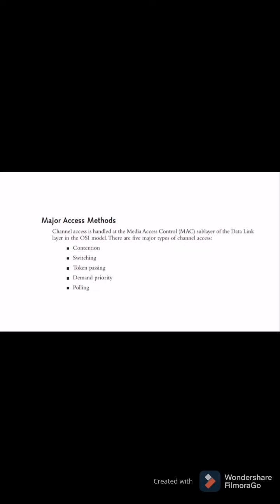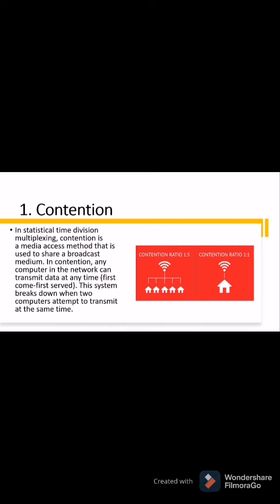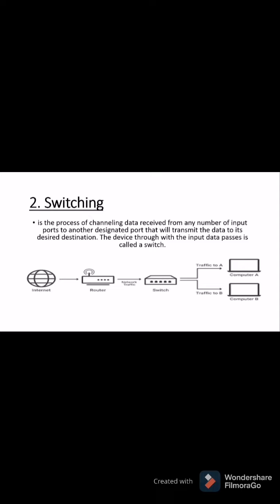So what is contention? Contention is a media access method that is used to share a broadcast medium. In contention, many computers in the network can transmit data at any time, first come, first served. This system breaks down when two computers attempt to transmit at the same time. So what is switching? Switching is the process of channeling data received from any number of input ports to another designated port that will transmit the data to its desired destination. The devices through which the input data passes are called switches.